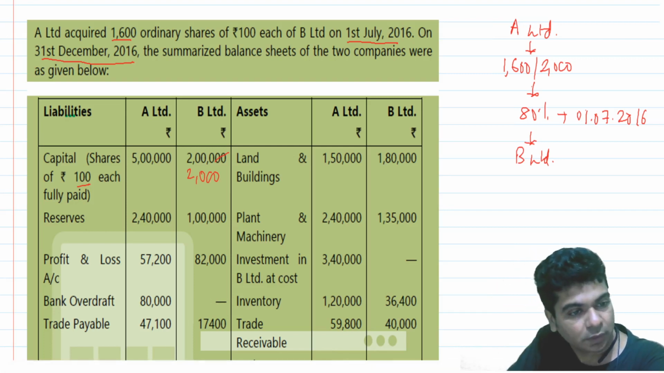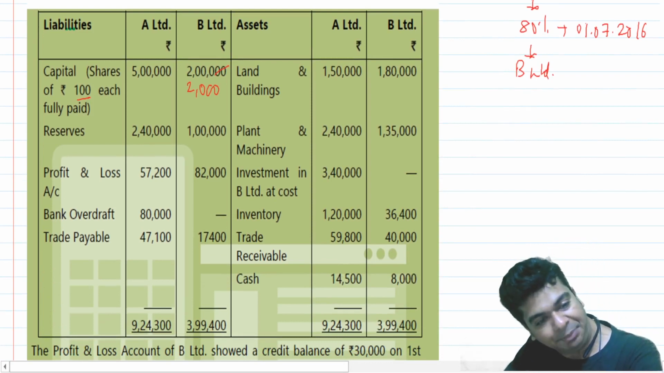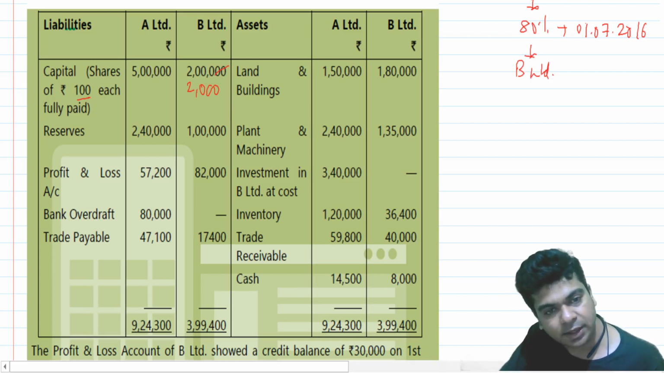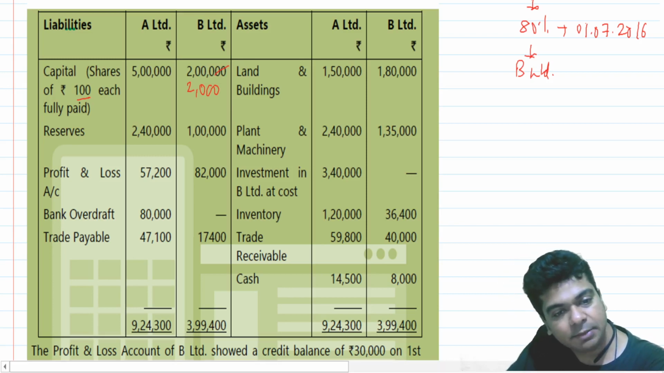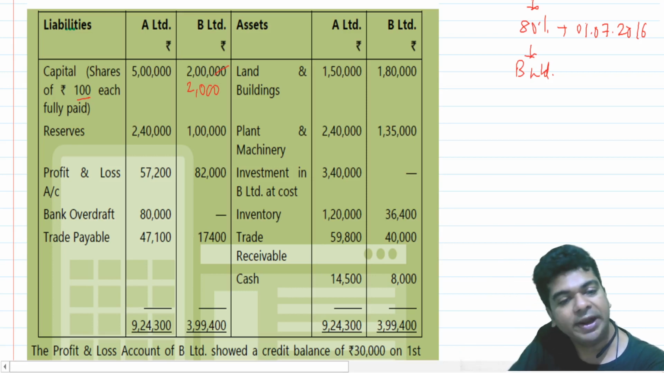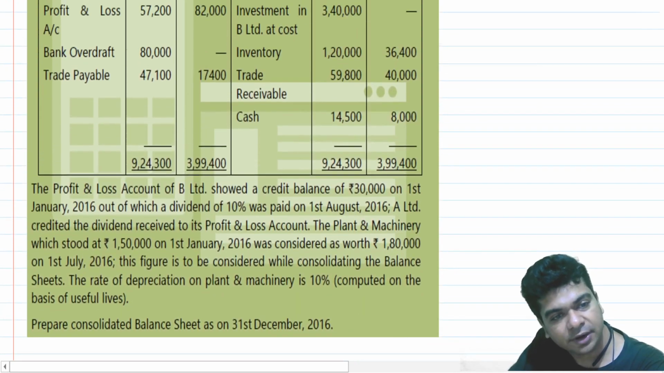Okay. Let's study the balance sheets over here. Share capitals and reserves, profit and loss account, bank overdraft only in the parent, and the trade payables. Pretty regular liability side. Asset side, they are saying land and building, plant and machinery, investment in B Limited at cost, inventory, trade receivables, and cash. So very ordinary balance sheets are given to us.